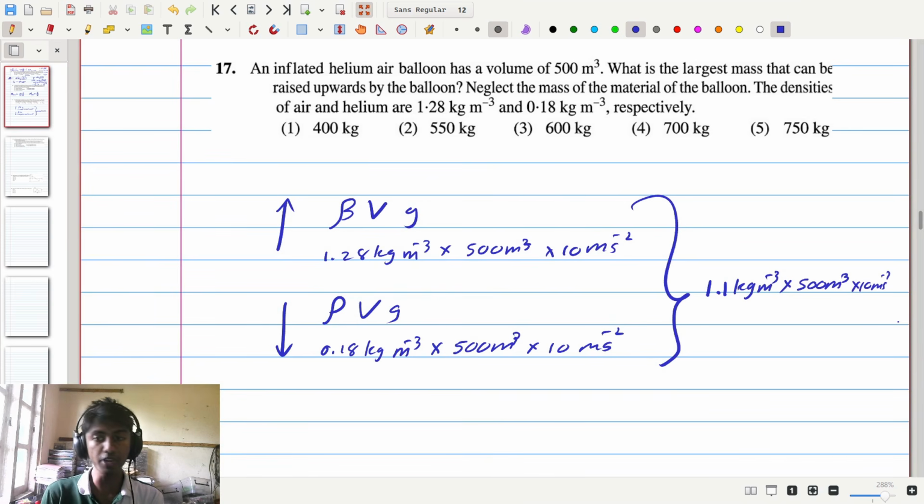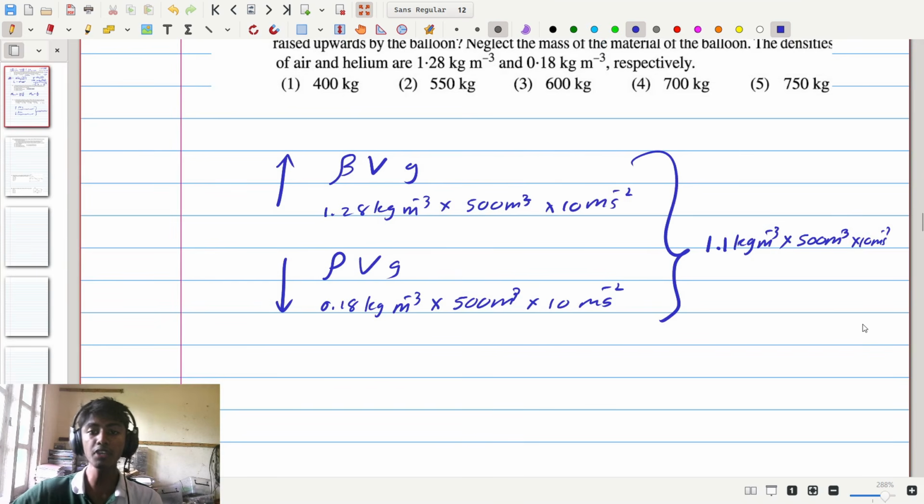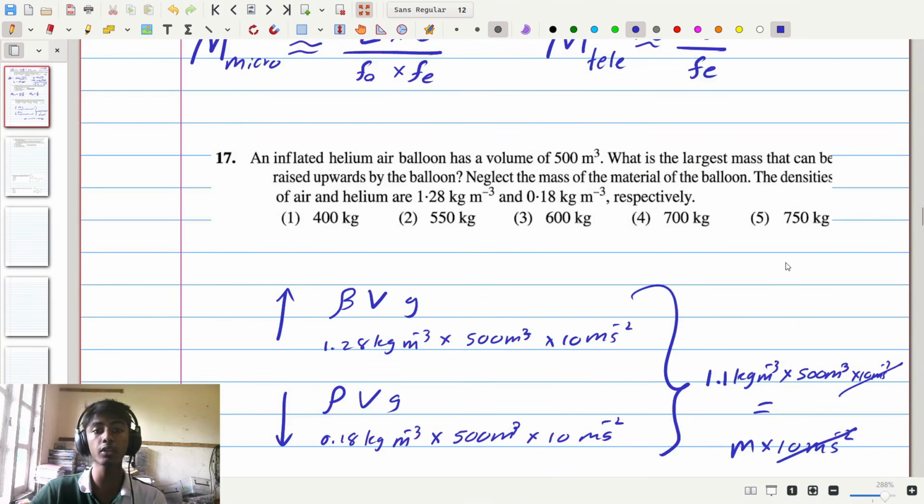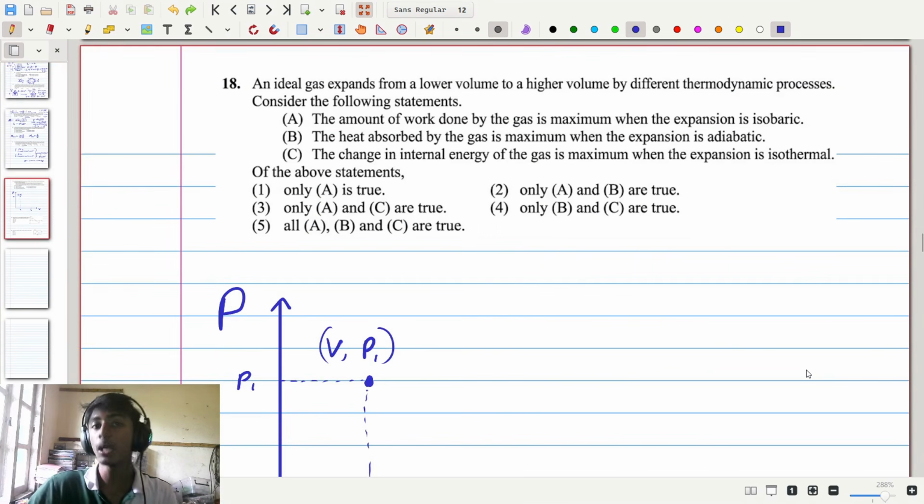Now, if this upward force is going to lift up a certain mass, it's going to have to be equal to m times g, and therefore it's going to have to be equal to m times 10 meters per second squared. Now here we can see if we divide this 10 by this 10, we get m being equal to 1.1 kilogram per cubic meter times 500 cubic meters, and therefore the maximum mass we can lift is equal to 1.1 times 500 or 550 kilograms. So therefore the final answer here, the maximum mass that our balloon can lift upward is equal to 550 kilograms, or answer number 2.